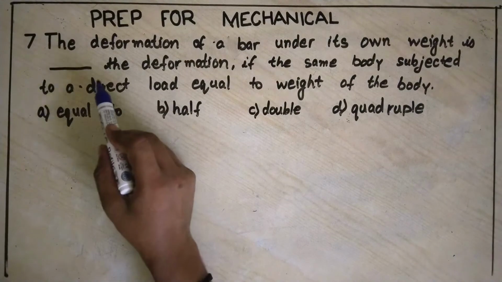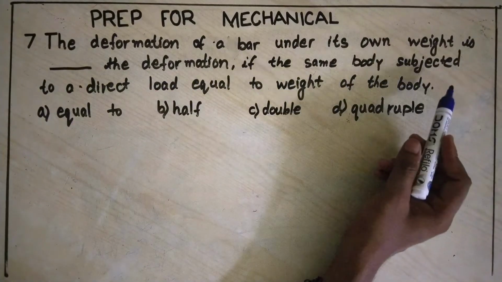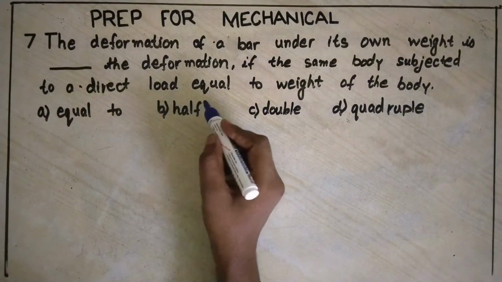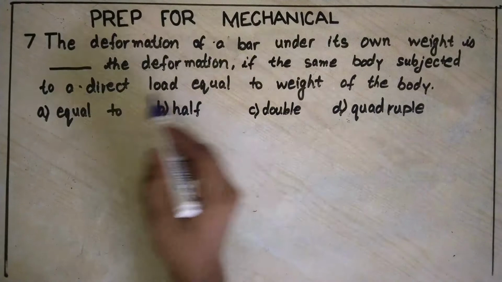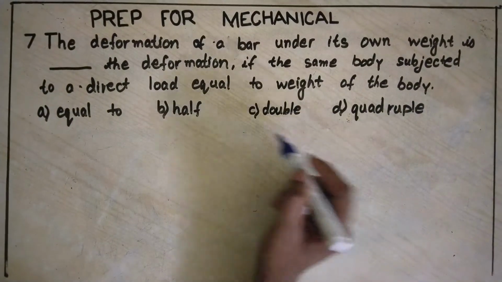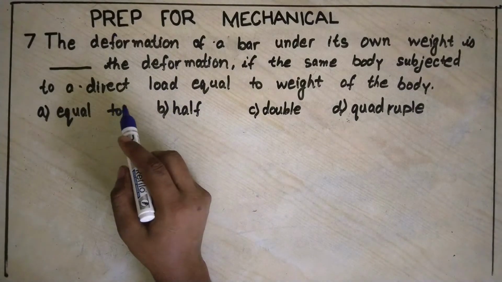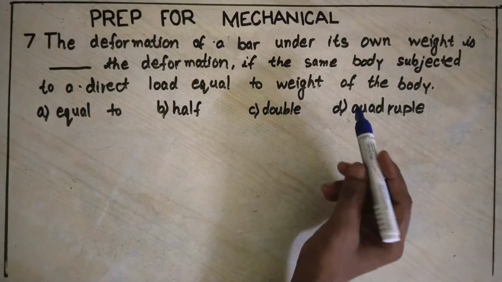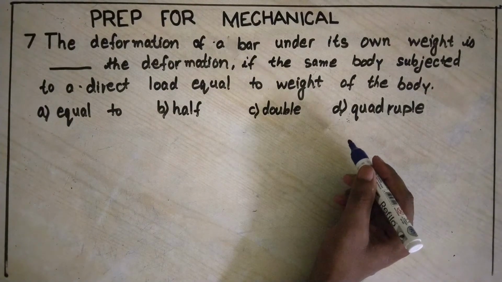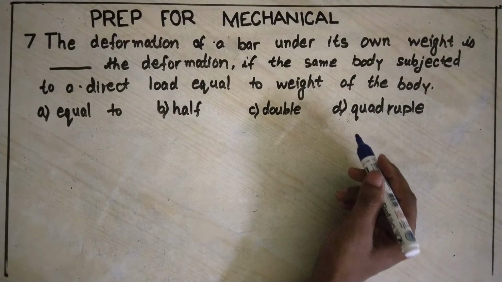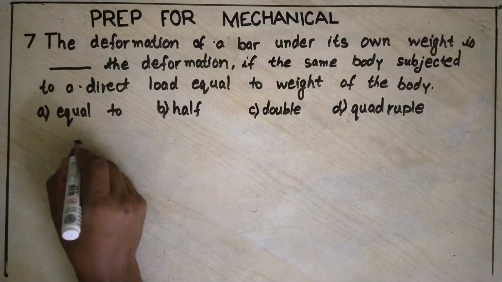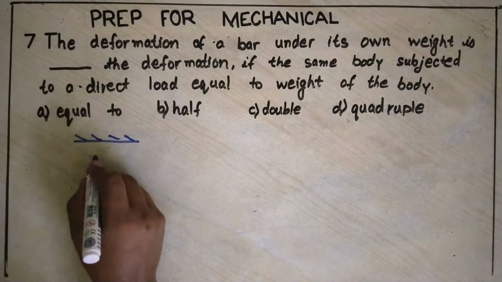Our next question is: the deformation of a bar under its own weight is dash the deformation if the same body is subjected to a direct load equal to the weight of the body, and the options are equal to, half, double, quadruple. In this question, two situations are given. In the first situation, the body is being elongated due to its own weight, and in the second situation, the body is being elongated when a load equal to its own weight is applied on it. Let us draw the diagram for both these situations.